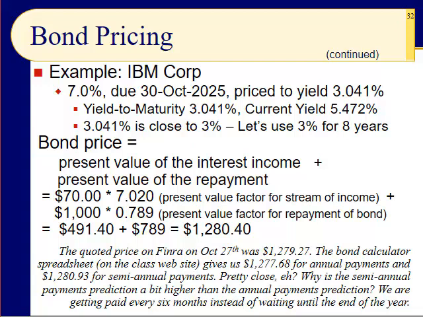Did I say that right? $1,280.40. That's an approximation. Notice that it sold for about $1 less. And if we use the spreadsheet, we get $1,277.68 for annual payments, but we get $1,280.93 for semi-annual payments, because that's exactly what we're actually getting. We're getting the semi-annual payments. So all three are very close to one another, but the semi-annual payments are within 53 cents of the actual price of what it actually sold for.